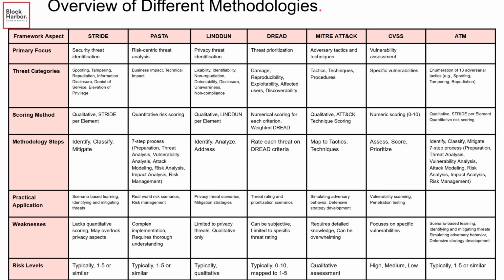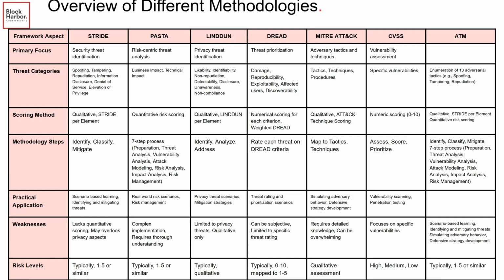LINDDUN is specifically designed for privacy threat identification. It focuses on threats related to linkability, identifiability, non-repudiation, detectability, disclosure of information, unawareness, and non-compliance. The scoring method here is qualitative, with a focus on analyzing privacy threats in systems. The steps include identifying privacy issues, analyzing the impact, and addressing the identified risks. LINDDUN is highly effective in privacy-sensitive environments, but is limited to qualitative assessments and may not be as comprehensive for broader security issues.